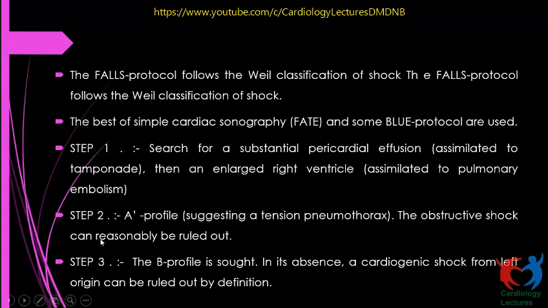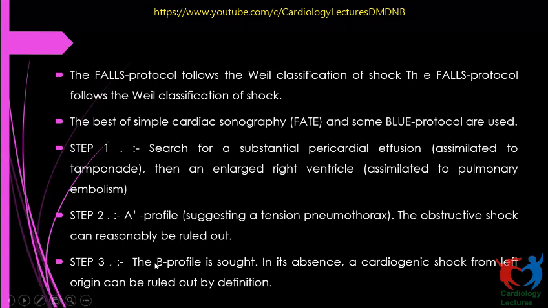Then comes the second step. Second step is look for the A' profile. If the A' profile is there, there is a tension pneumothorax. So it is an obstructive shock. The pericardial tamponade, the pulmonary embolism, occlusion of the pulmonary arteries, and the lung being unable to expand because of the tension pneumothorax, all that lead to an obstructive shock. The patient will deteriorate very fast and may arrest. So the first step is to rule out obstructive shock.